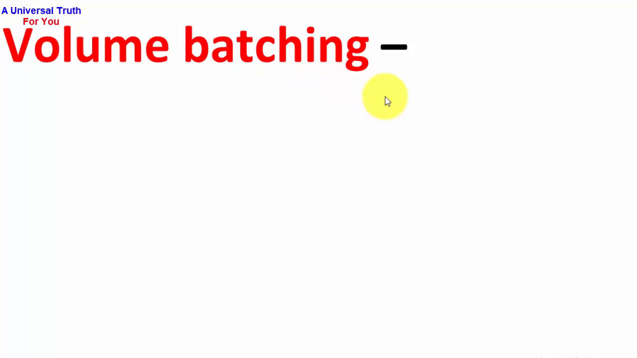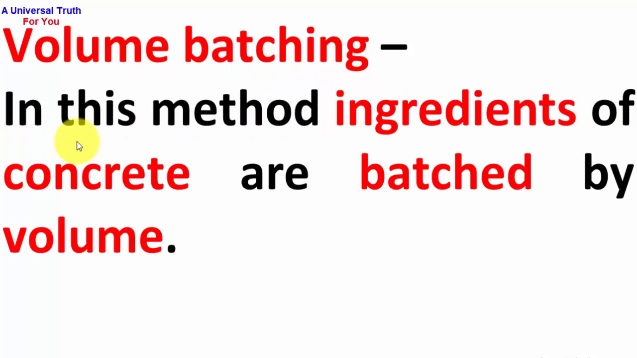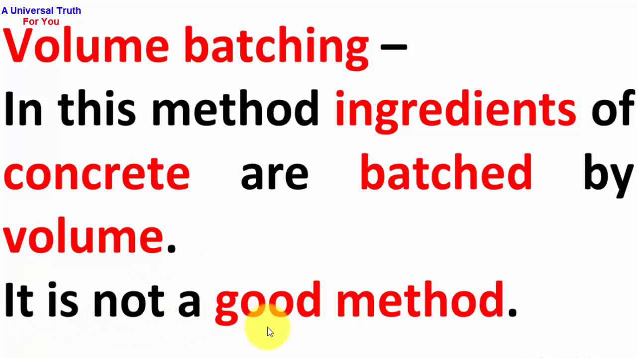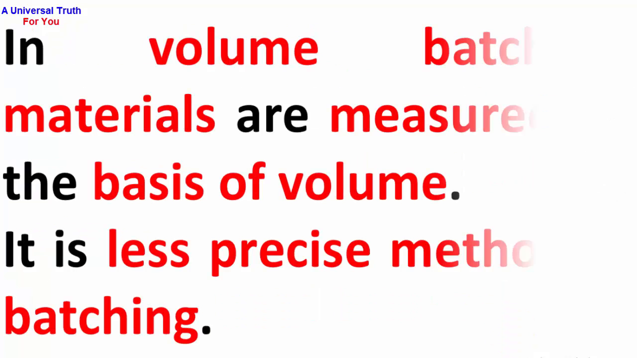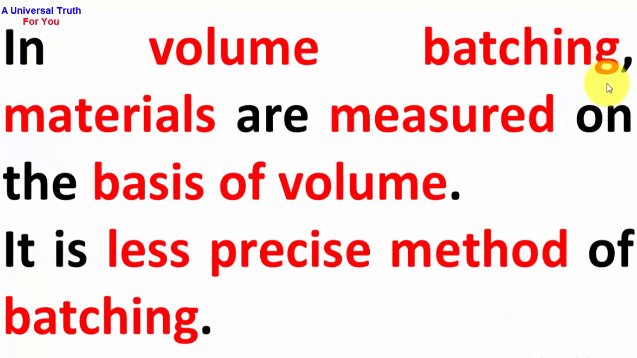Volume batching. In this method, ingredients of concrete are batched by volume. It is not a good method. In volume batching, materials are measured on the basis of volume. It is a less precise method of batching.